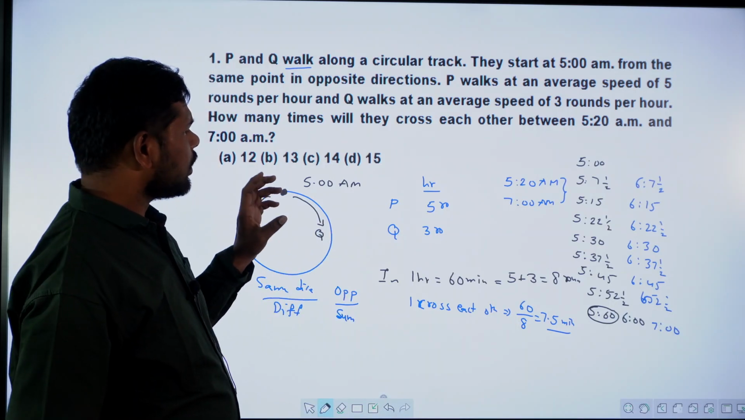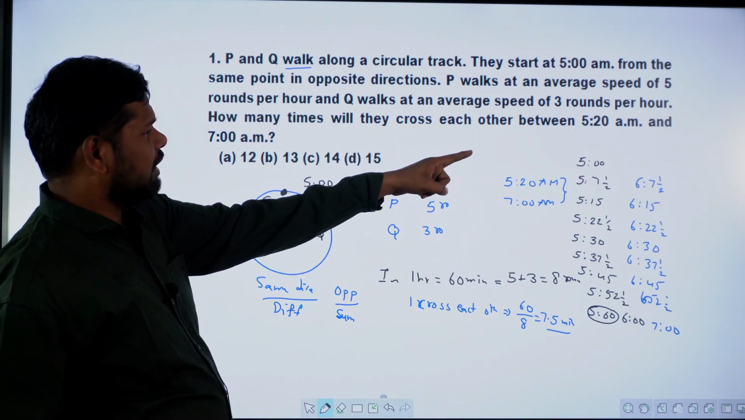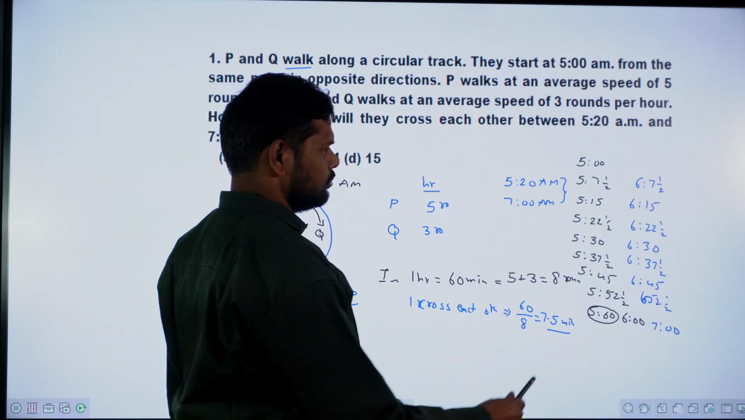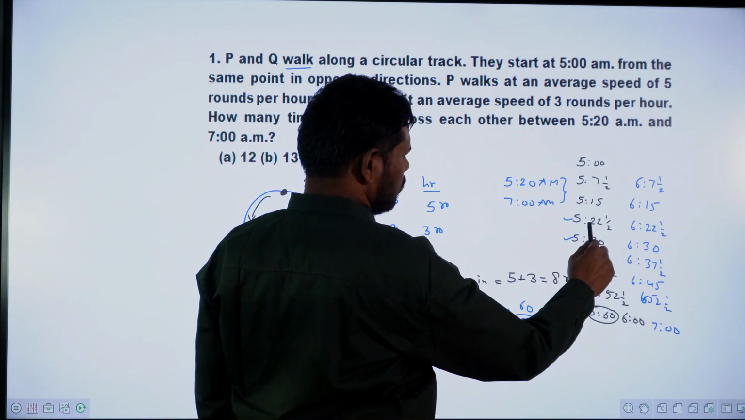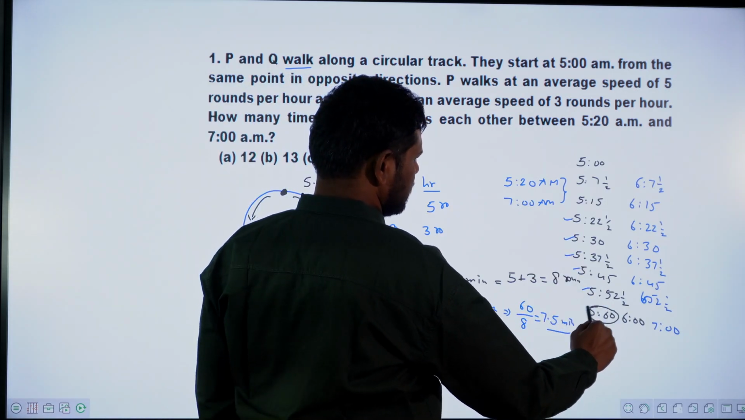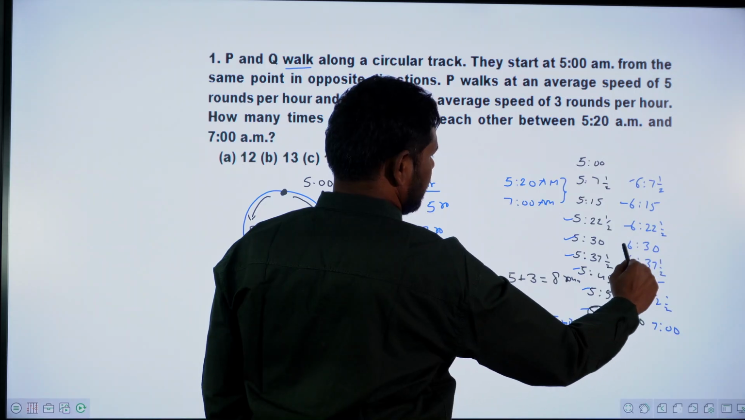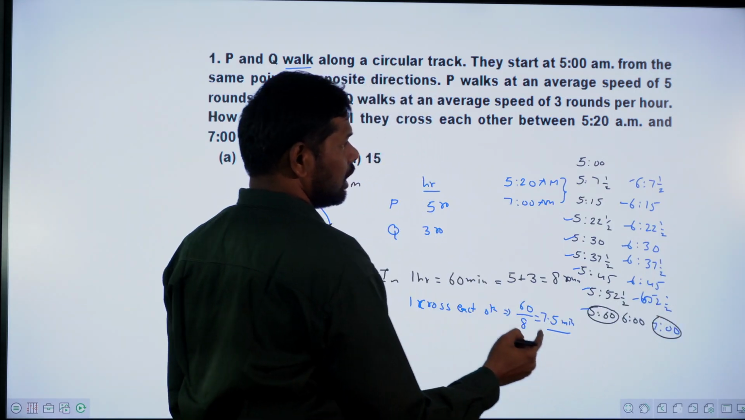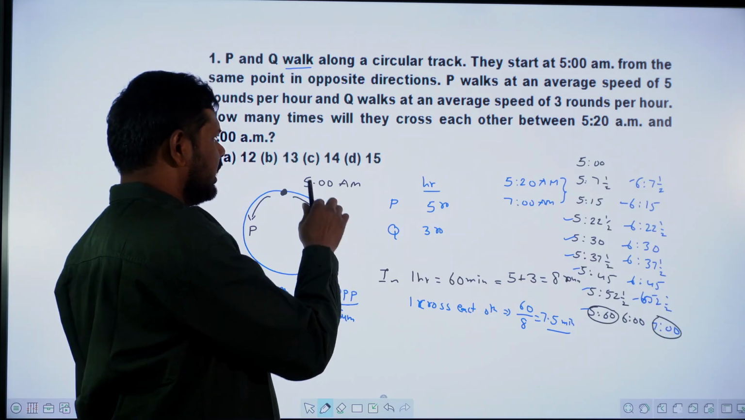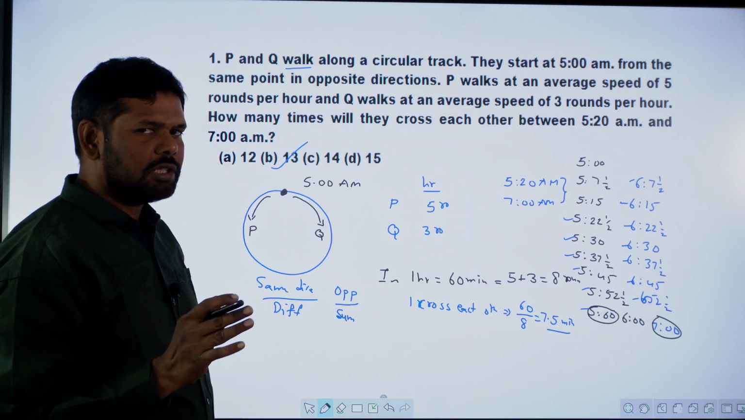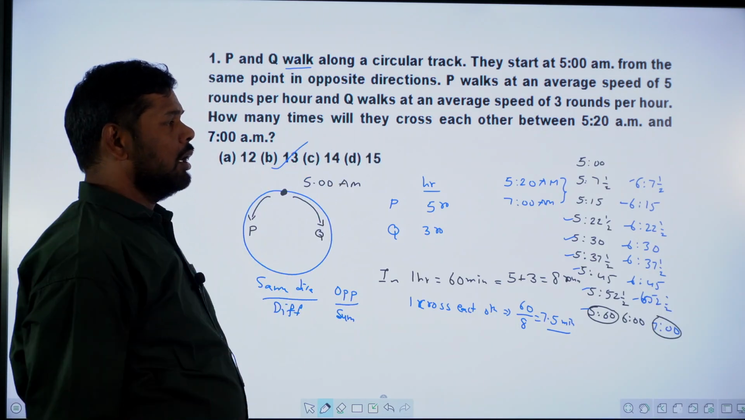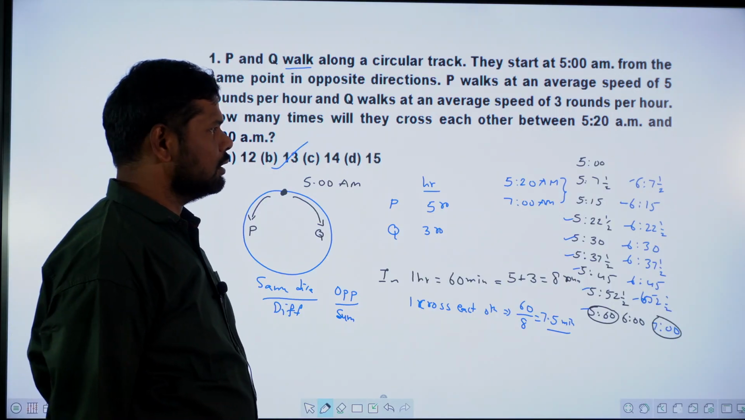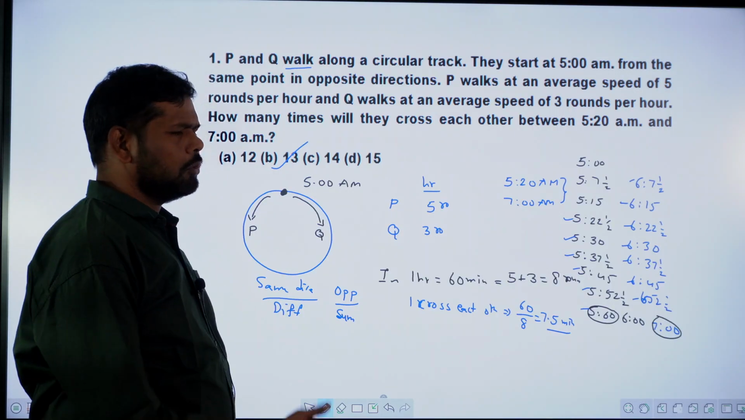Now they give the exact time between 5:20 a.m. and 7 a.m. Just observe: 1, 2, 3, 4, 5, 6, 7, 8, 9, 10, 11, 12, 13. It is exactly 7 o'clock, not in between. So that's why 13 times they cross each other in the given time period, between 5:20 a.m. and 7 a.m.